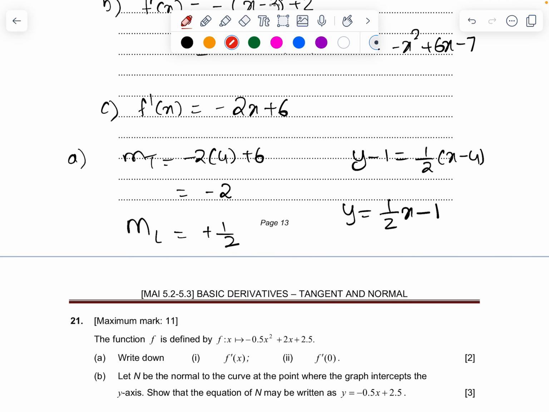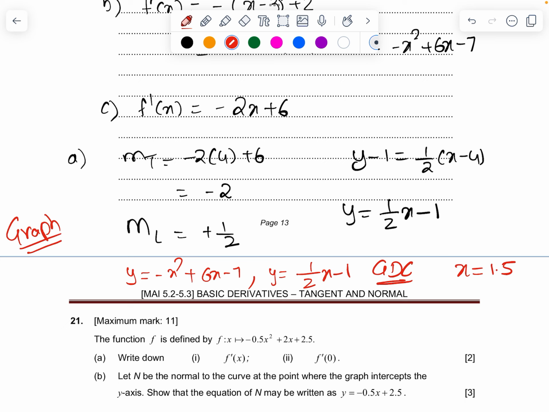So first equation we got is y equals -x square plus 6x -7 and y equals half x minus 1. Use the GDC graphing and find the point of intersection as x equals 1.5. From GDC, you should be able to get that answer. Use the graph option, graph them, and find the point of intersection as x equals 1.5.